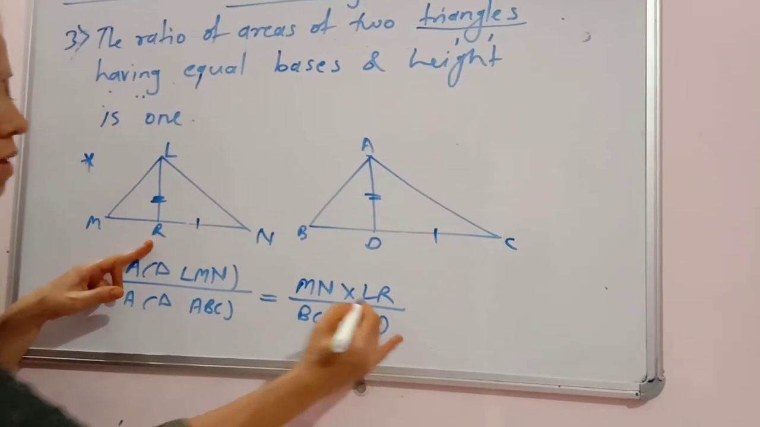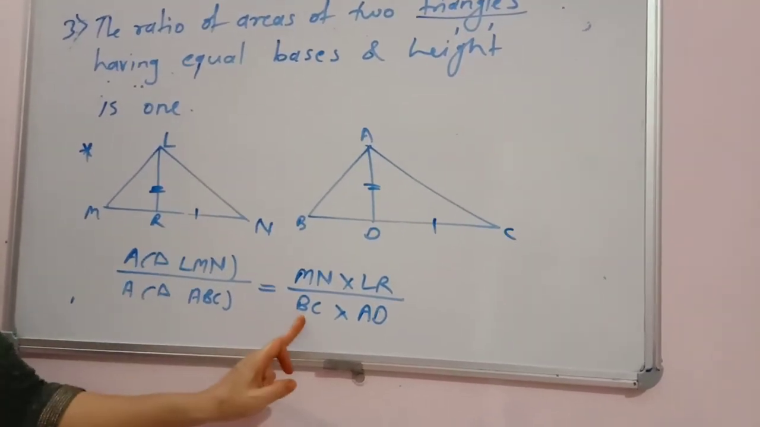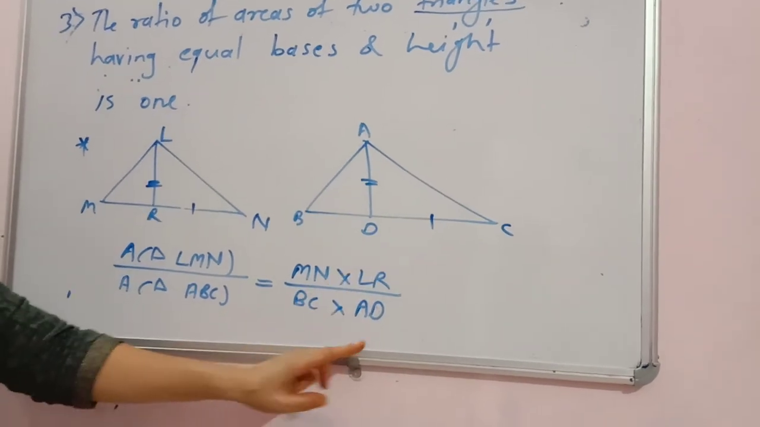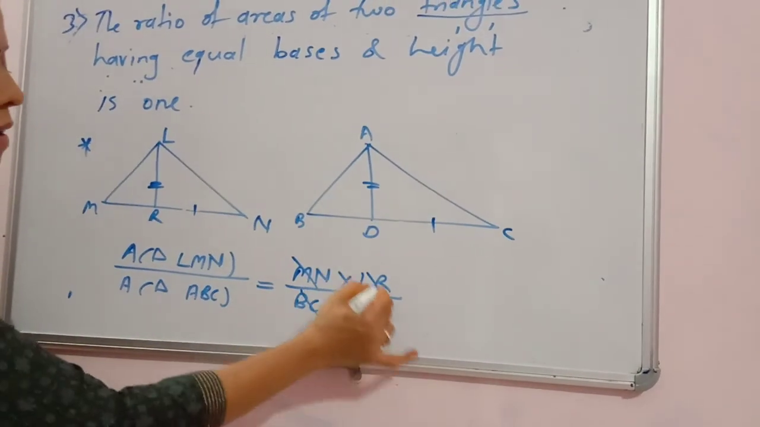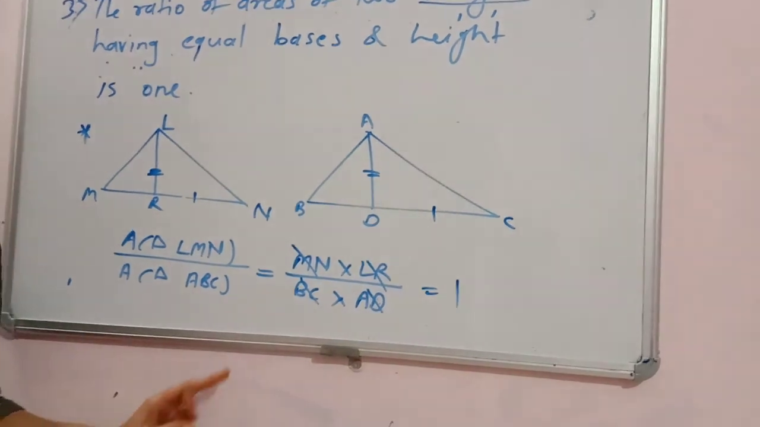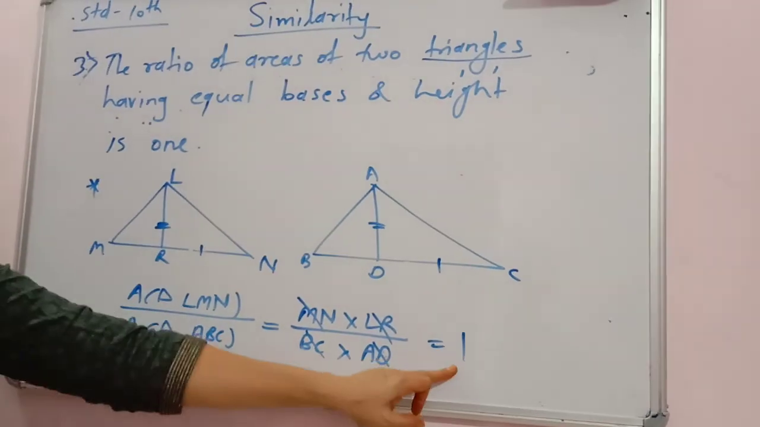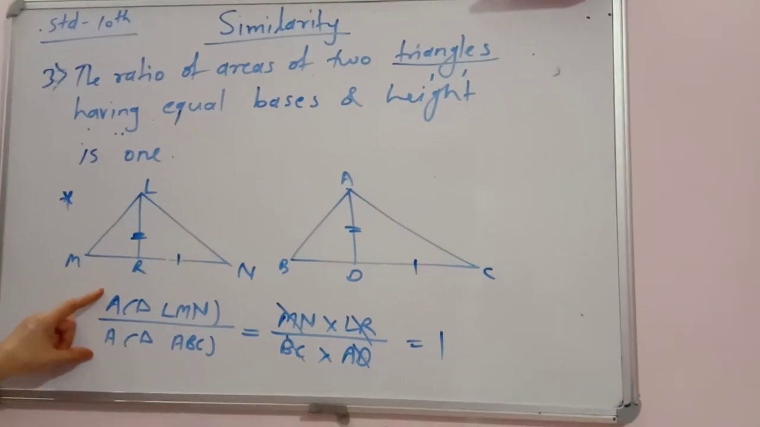But what is given again? MN and BC are equal, LR and AD are equal. Then that will get cancelled as they are congruent and the ratio will become 1. And when the ratio becomes 1, these two areas are equal.